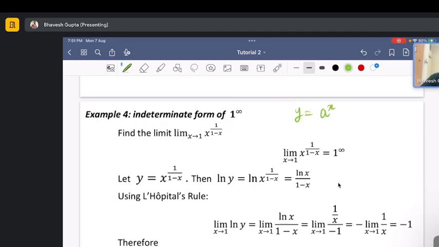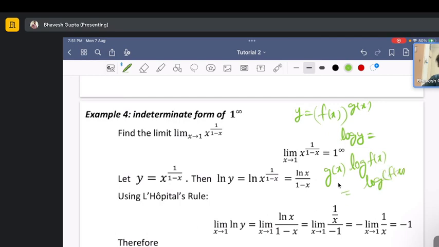I don't see here any kind of, let me write it this way, some f of x to the power g of x. I don't see any fraction here, but by taking log on both sides, what do I see? This becomes log of f of x to the power g of x, and then you can write this whole thing as log of f of x over 1 over g of x, and you will check whether this falls into 0 by 0 form or infinity by infinity form.